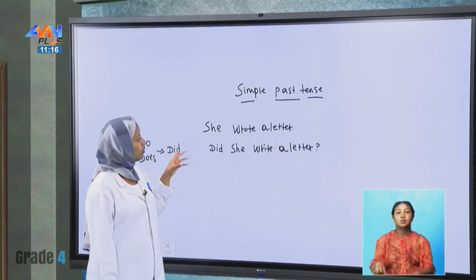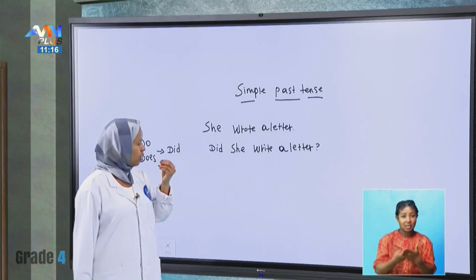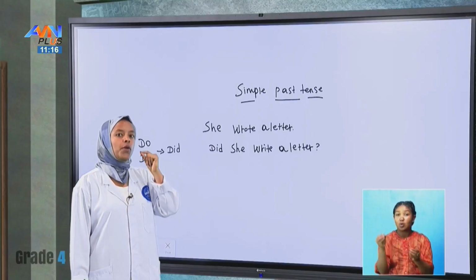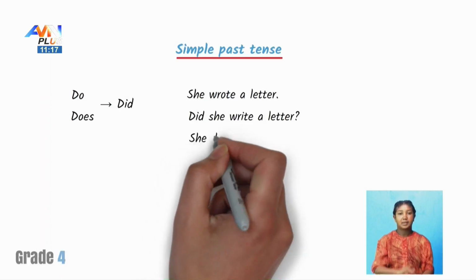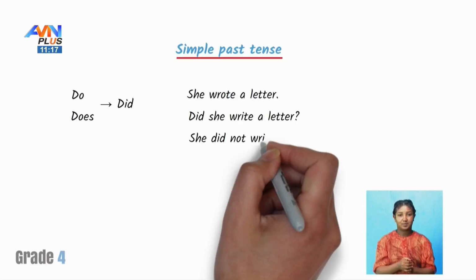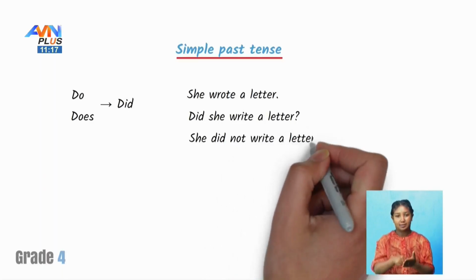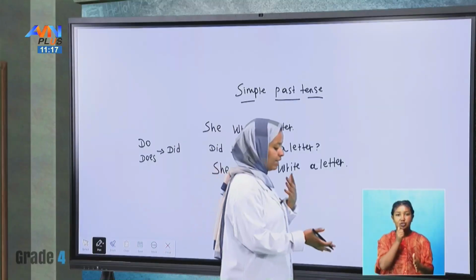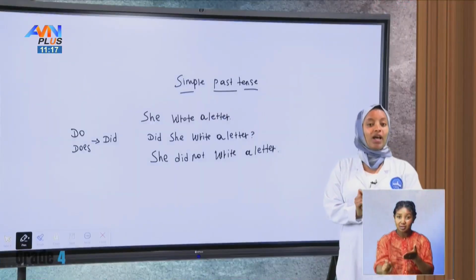Okay, students, let us change this interrogative sentence with negative form. Here is the same structure. We can use did, but as a negative, we can use also not. Let us change. She did, next, not. Next, write what? A letter. Full stop. She did not write a letter.